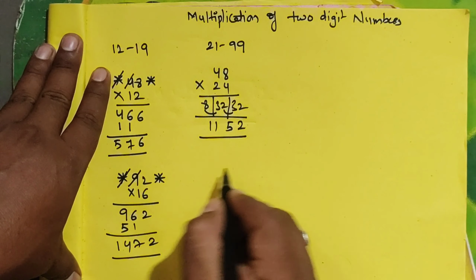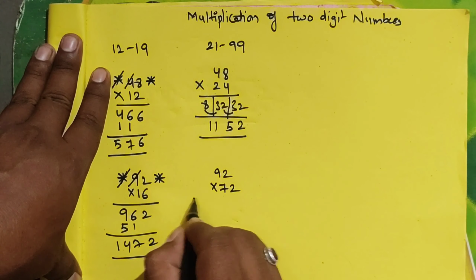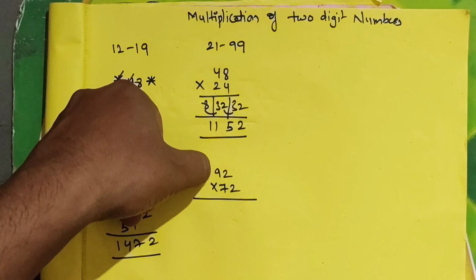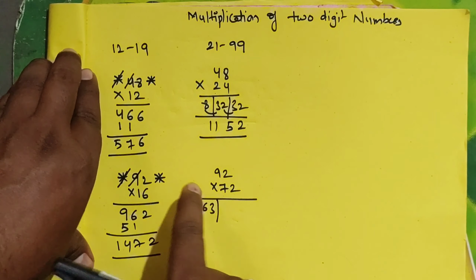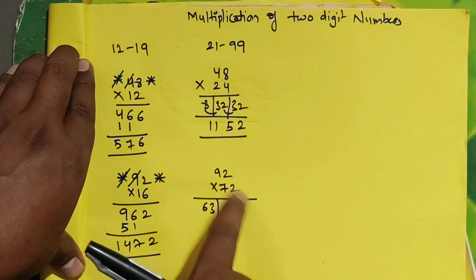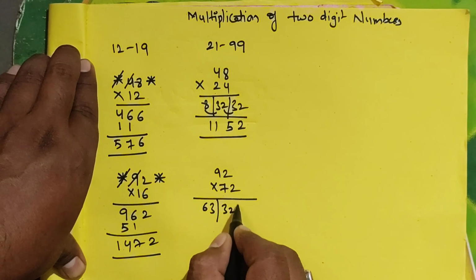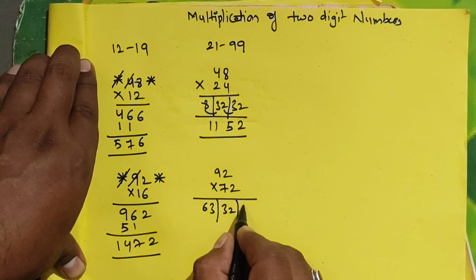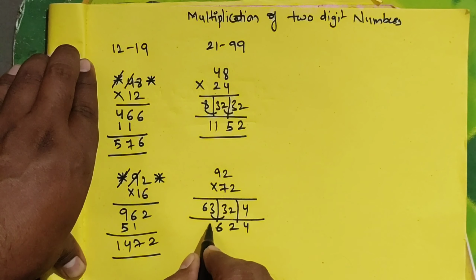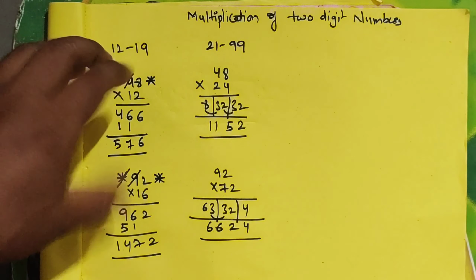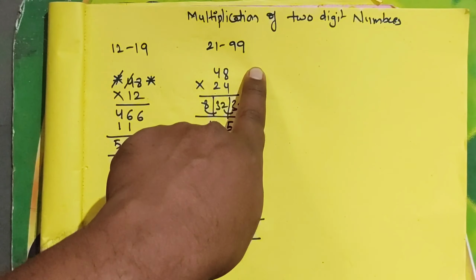In the same way, take one more example, 92 into 72. Same way, first of all take the 1 digit only, 9 sevens are 63. Now take the cross multiplication. So 9 twos are 18 and 7 twos are 14. 18 plus 14 becomes 32. Now 2 twos are 4, which is ready. Now we have to balance it. 4 only, 2. Now add them, it becomes 6. Now take 6, so 6, 6, 2, 4. This is the method. When you get numbers from 12 to 19 to multiply, go with that method only. And if you get numbers from 21 to 99, go with this method only.